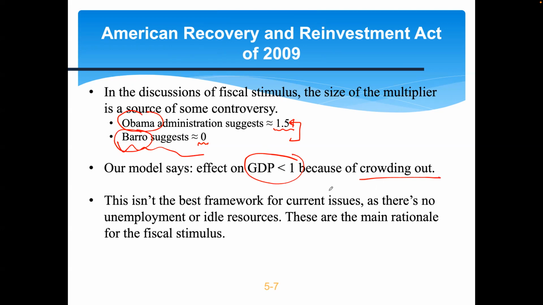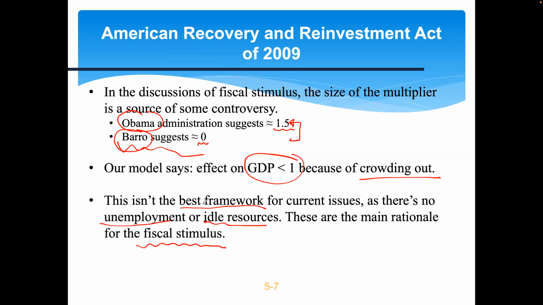But I must admit, this is not the basic framework to analyze the ARRA, because our model is a little bit too simple, right? Why? Because we don't have unemployment and we don't have idle resources. Actually, the unemployment rate during the financial crisis of 2008, we got the Great Recession, at some point exceeded 10%. And the government spending is going to help bring down this unemployment. So in that sense, that's why they wanted to have fiscal stimulus, right?